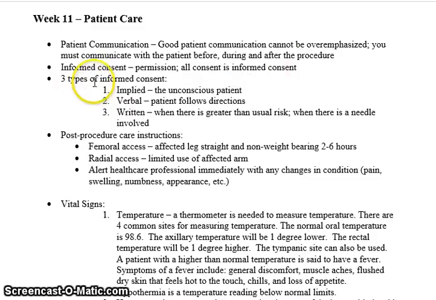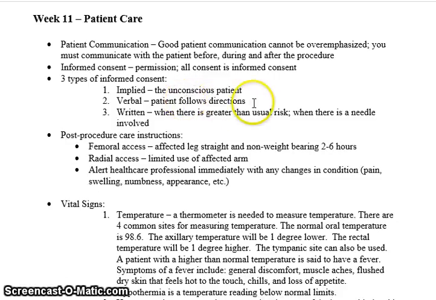Then there are 3 types of informed consent. Implied. So that would be your unconscious patient that comes in. We're there to do no harm. We're there to help the patient. That's just implied. Then you have verbal consent.